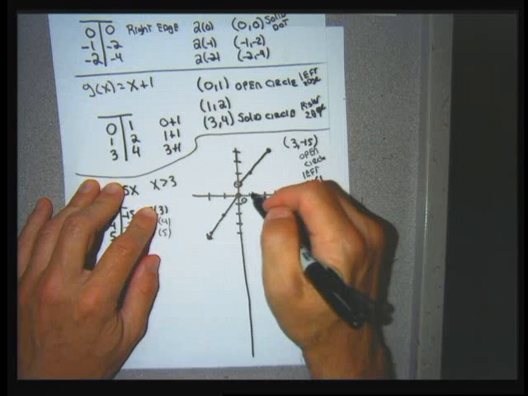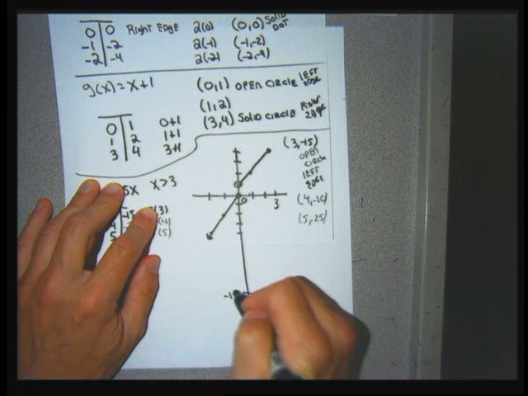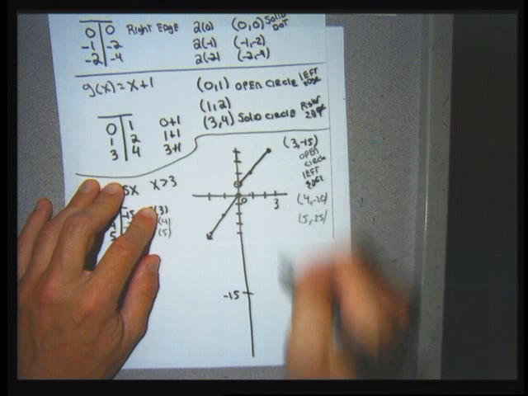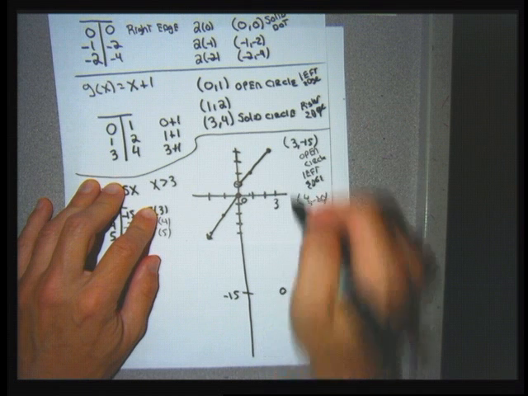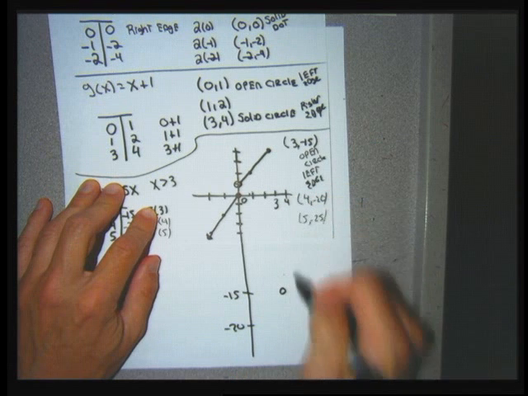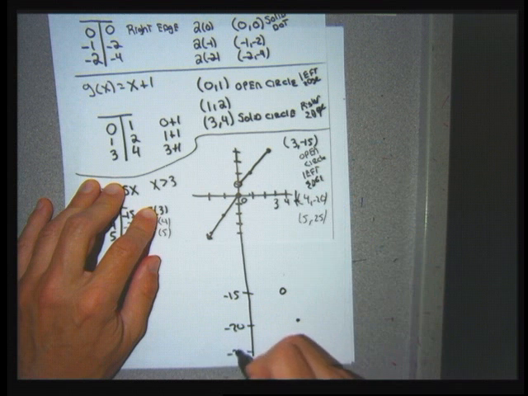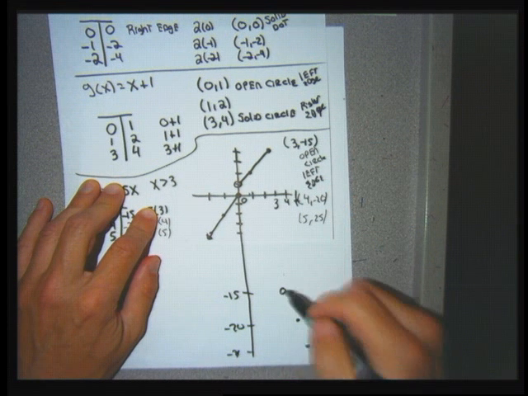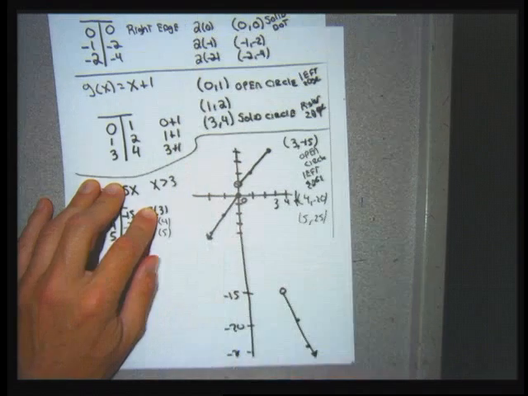So this is 1, 2, this is 3, and then I need to call something negative 15. And that point (3, -15), I draw with an open circle. It's the left edge, or the beginning of this graph. And then I need 4, and then I'm going to call something negative 20. And I need 5, and then negative 25. And this should form a line. And this graph is going to look like that. It goes on forever to the right because x greater than 3 is unbounded.